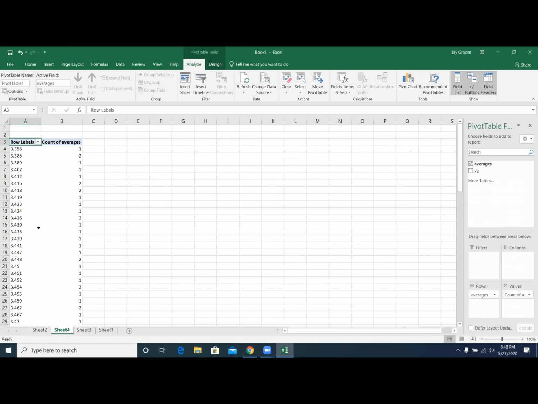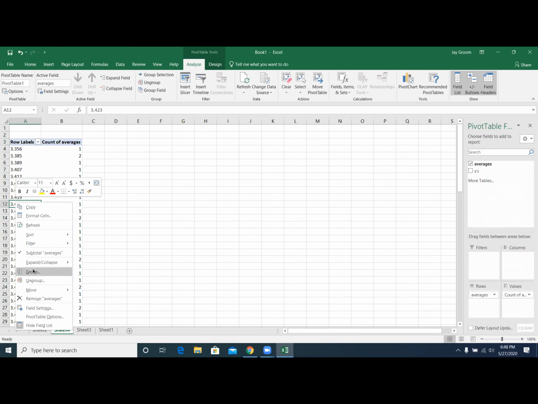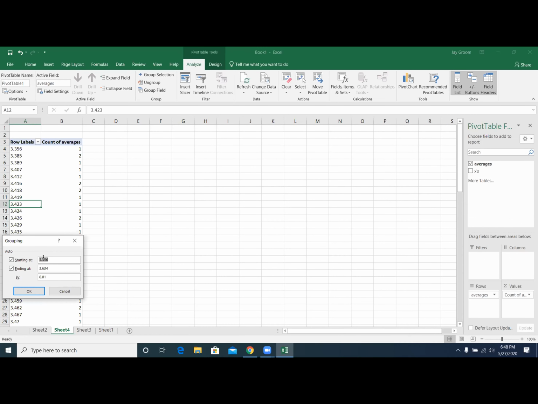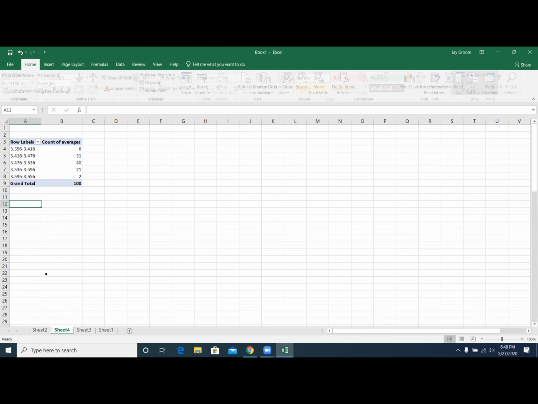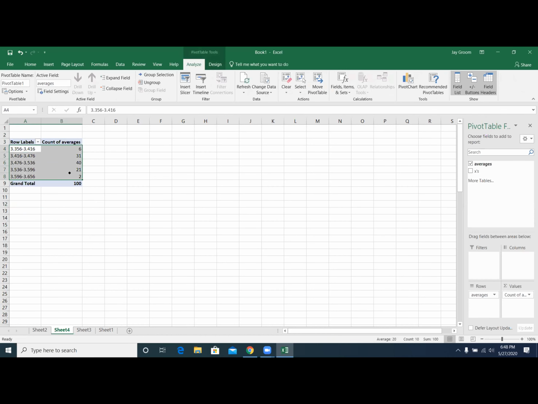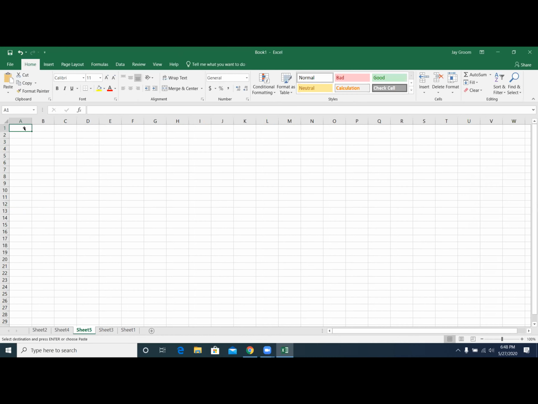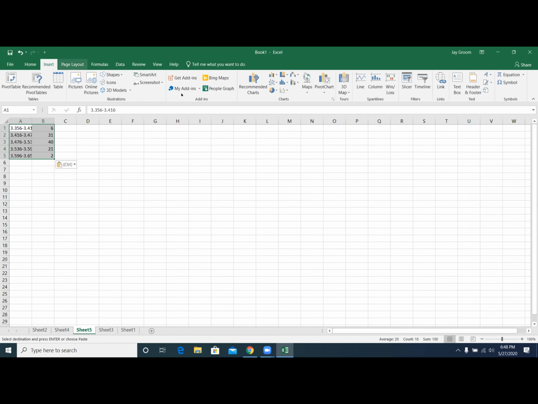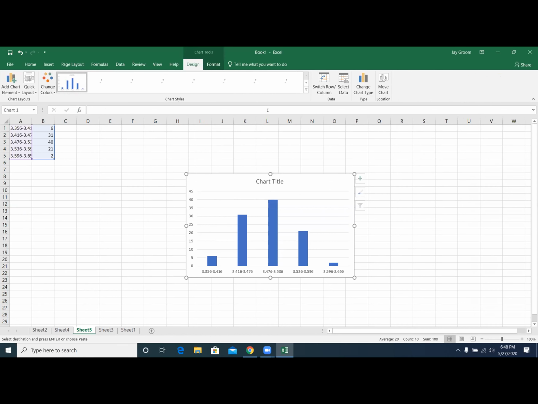And what I'm going to do is build a histogram out of this thing. So I'm going to group these. Notice I'm going from 3.3 to 3.6. So let's count by like 0.06 maybe. Nice. And so that gives me like 5 bars, if you will. Control C. What I can do then is paste this over. Just a quick graph is all I want to do. Paste. There you go. Insert column chart. Boom. And what you see here is your histogram.